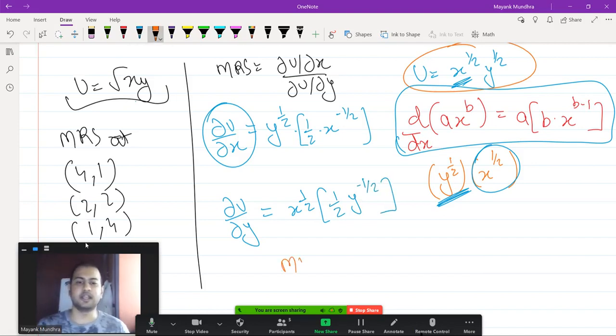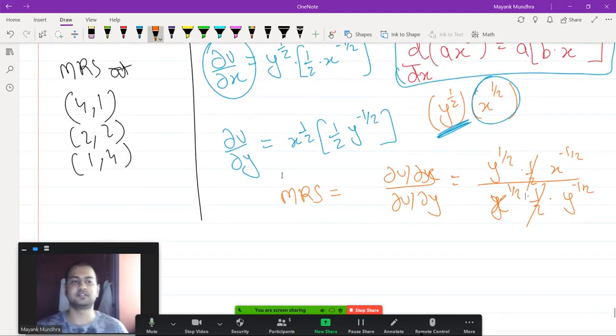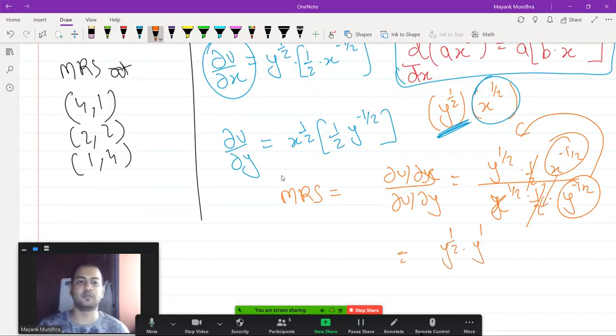So after this we get MRS is equal to del u by del x upon del u by del y, which is y to power half into x to power minus half upon x to power half into y to power minus half. Okay. The halves cancel out and the end result is this: y to power minus half can go up, this x to power minus half can come down. So this will be y to power half into y to power half upon x to power half into x to power half. So that is y by x.